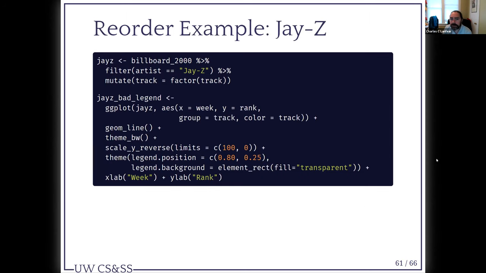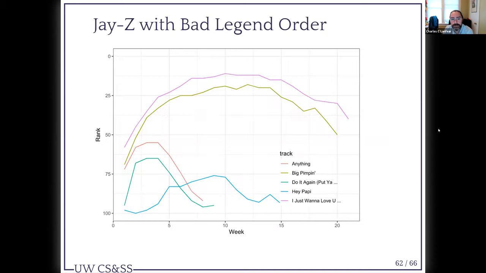Okay, here's an example. I'm going to pull out just the Jay-Z data in the Billboard 2000. I say, take the Billboard 2000 data and then filter so the artist is Jay-Z, and then mutate track to be just the factor value of track. I'm going to make a quick plot, which is Jay-Z data with a bad legend. Okay? This is just a simple plot of the week it was on the Billboard Hot 100 against the rank of the song. That's it, a line plot. It's going to look like this.